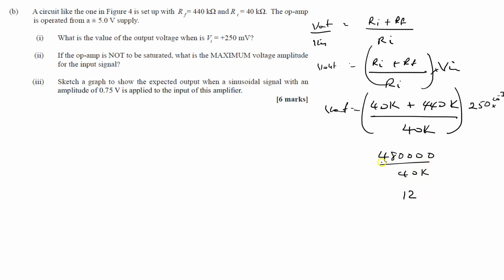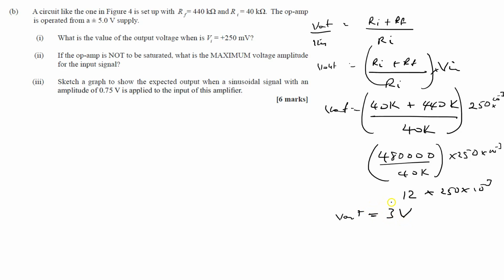I got 12 when I did that part. I'm going to multiply that by 250 times 10 to the minus 3. So 12 times 250 times 10 to the minus 3. So what I got a while ago was that V out is equal to 3 volts. See? Once you get this, it tells you that the voltage is 3 volts.